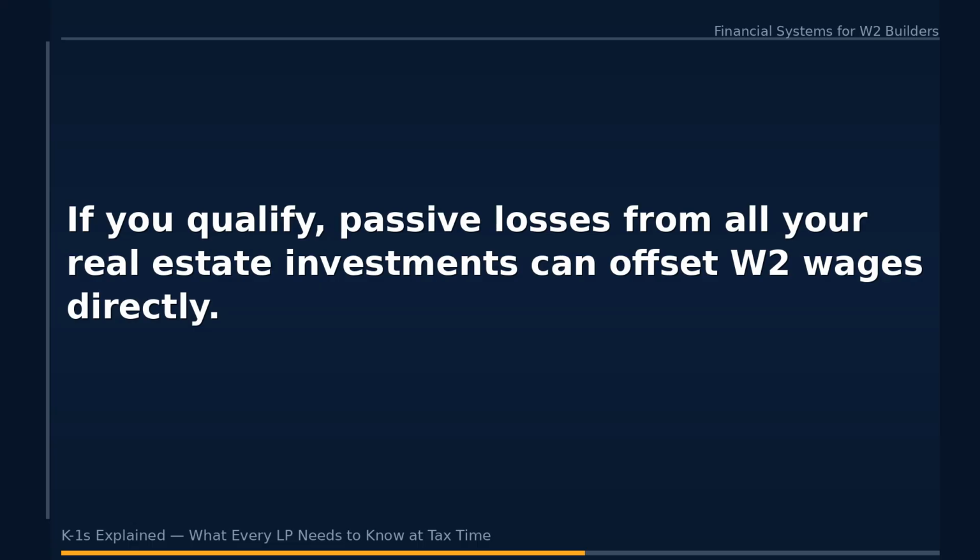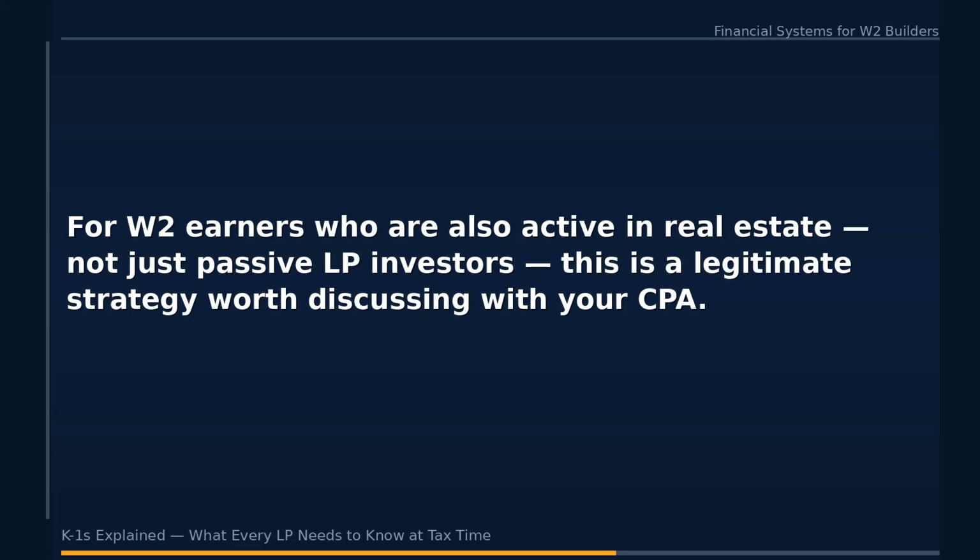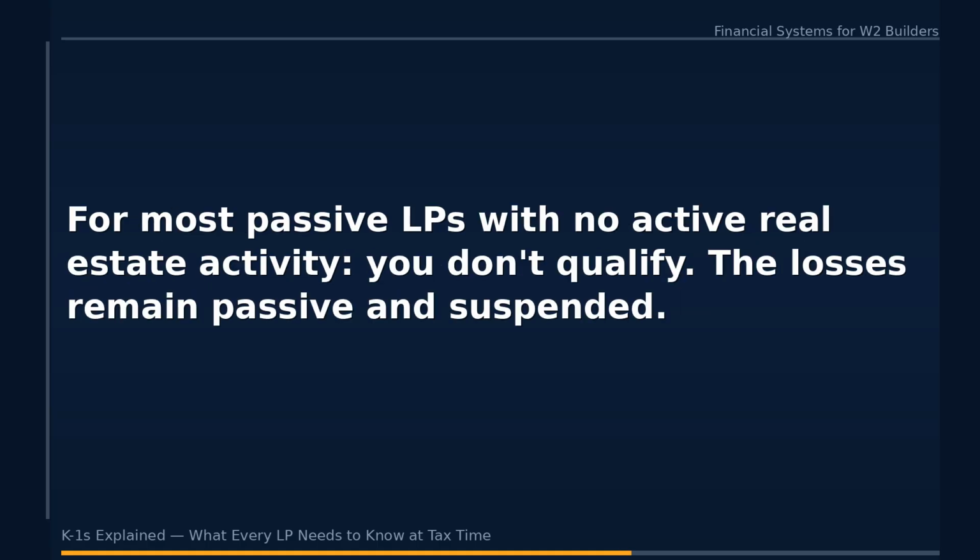The bar is real: 750 hours annually. Real estate must be your primary professional activity, meaning more hours than any other profession. There's a grouping election required. And it must be documented. For W-2 earners who are also active in real estate, not just passive LP investors, this is a legitimate strategy worth discussing with your CPA. For most passive LPs with no active real estate activity, you don't qualify. The losses remain passive and suspended.